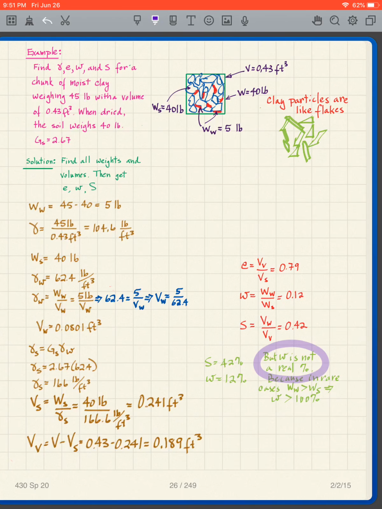Water content is not a real percent. Why do I say that? Because in rare cases, the weight of the water can be greater than the weight of the solids, which means that the water content can be greater than 100%. So it's not a real percentage. But for some reason, just by tradition, water content is frequently expressed in percentage.